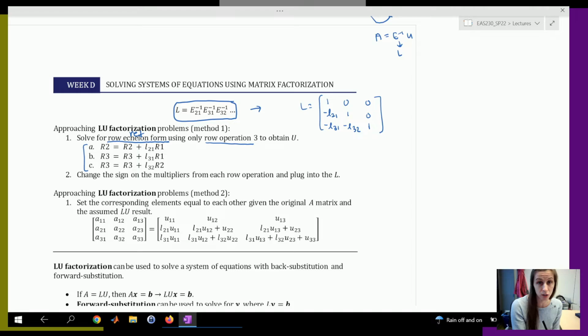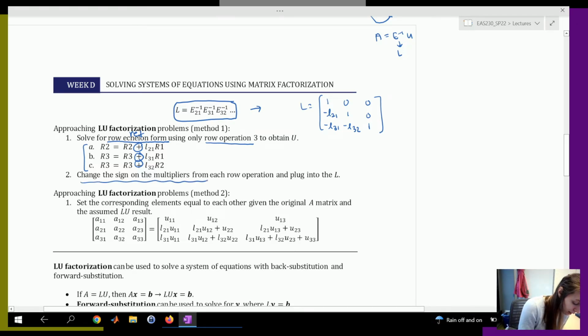You'd get all your zeros in column 1 using row 1, all your zeros in column 2 using row 2, and all your zeros in column 3 using row 3. That's essentially the process. It's the same thing I've been talking about with Gauss elimination and Gauss-Jordan elimination. Once we have all of those row operations, keep in mind this is a plus here, we're going to go ahead and change the sign on our multipliers and plug into L, where L looks like that.